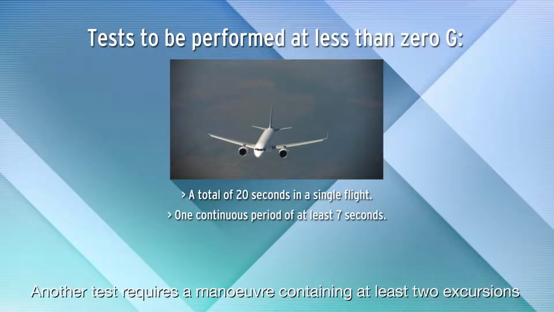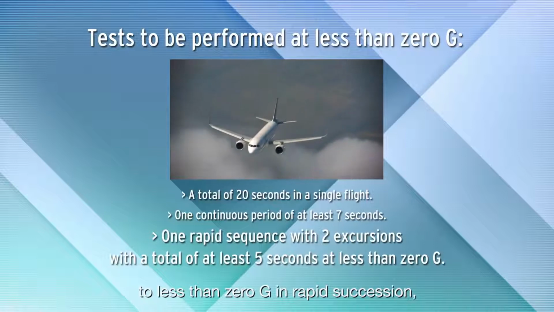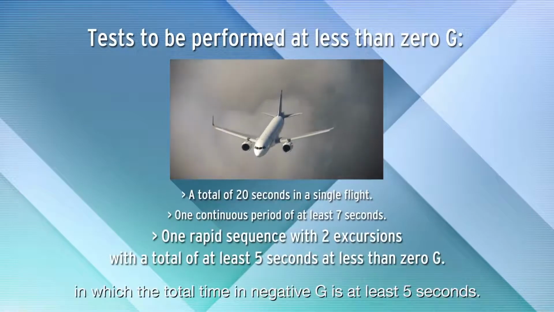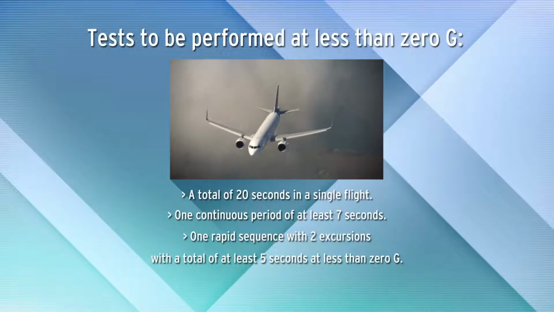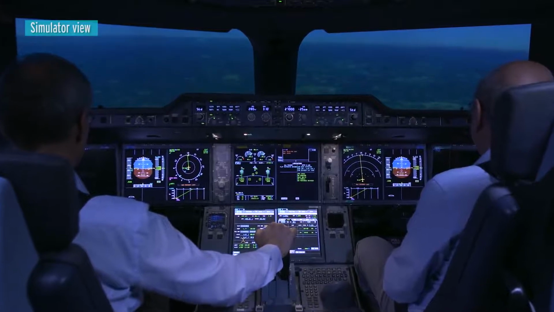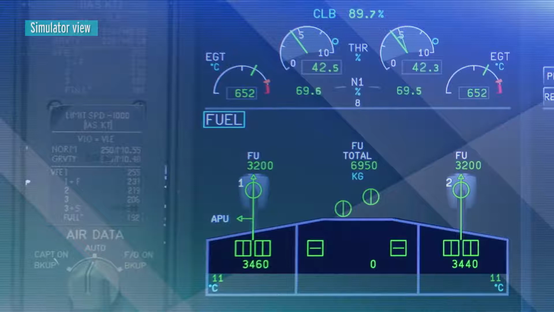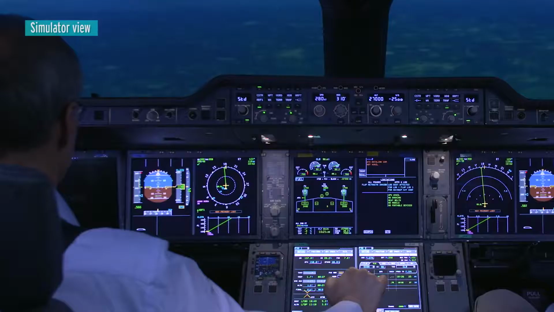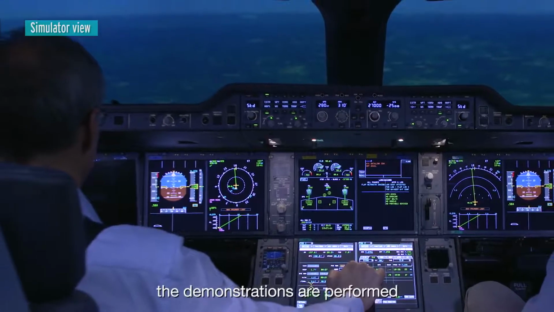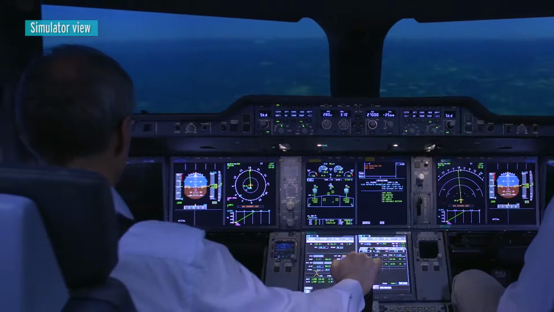Another test requires a maneuver containing at least 2 excursions to less than 0 G in rapid succession, in which the total time in negative G is at least 5 seconds. The tests are performed with a low amount of fuel, representative of the end of an operational flight. For other fluids, such as oil and hydraulic, the demonstrations are performed with minimum and maximum levels of fluids in different flights.